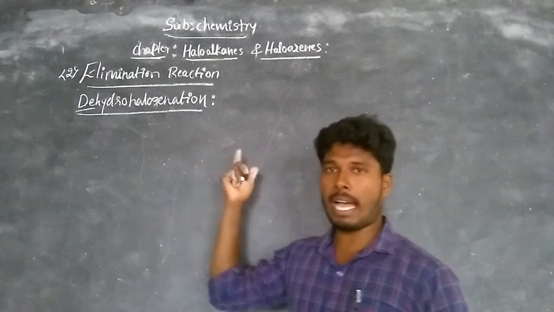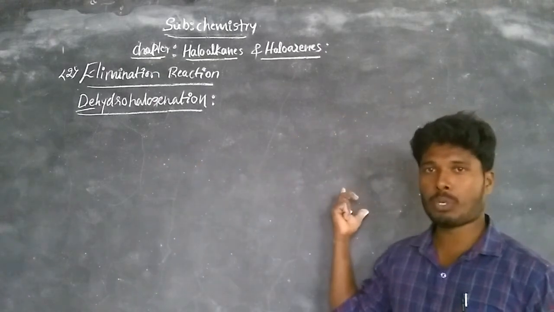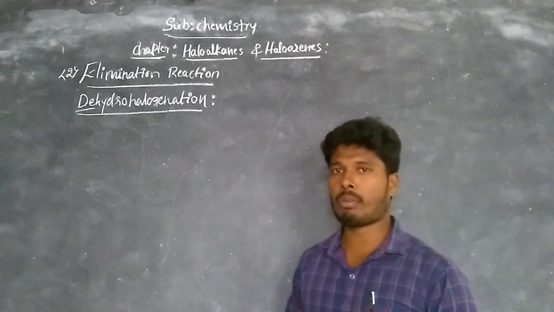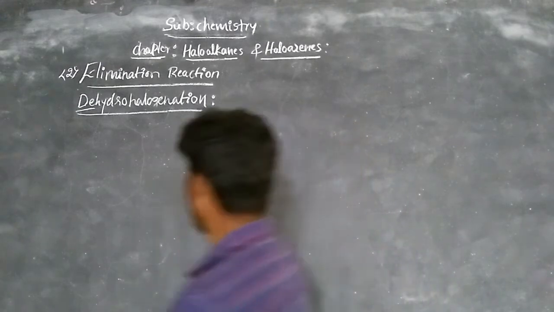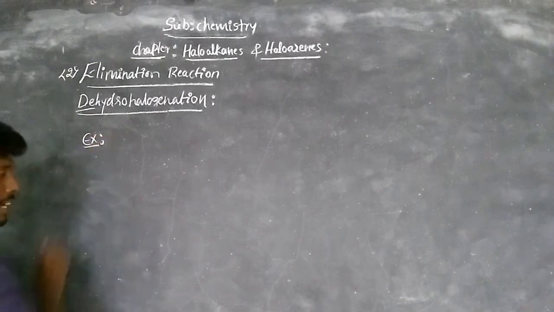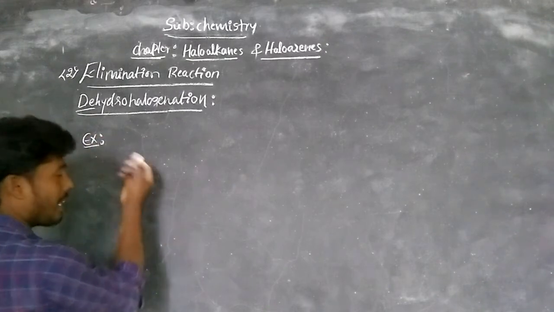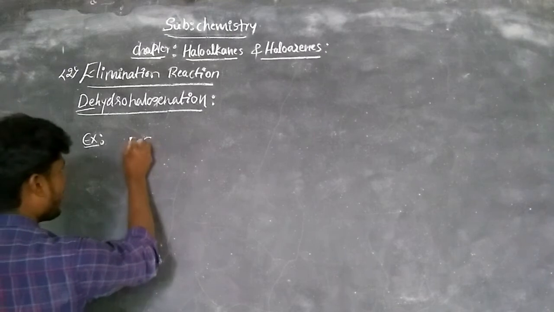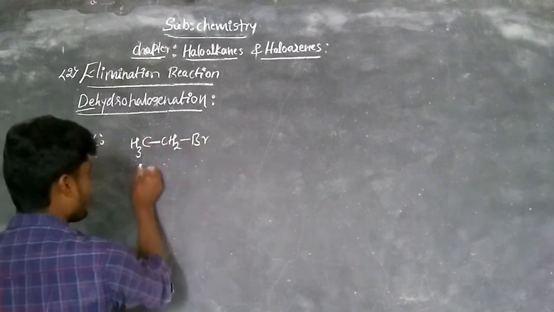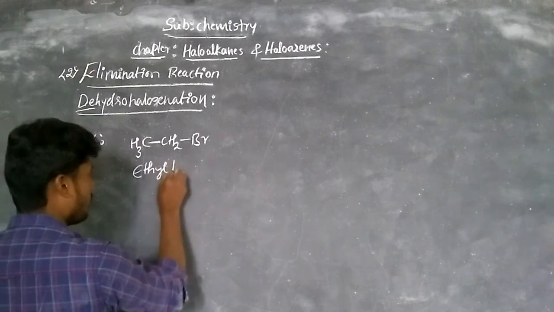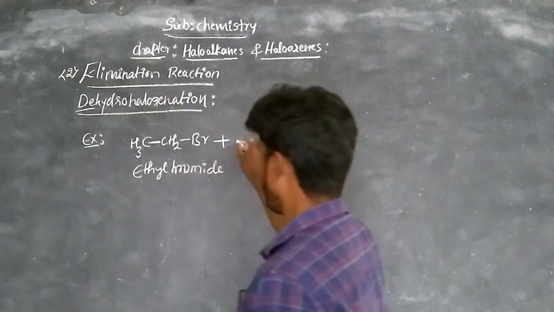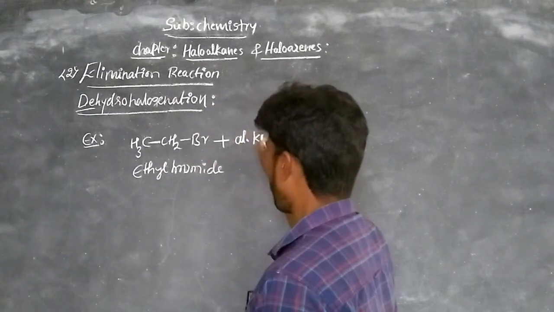Removal of hydrogen and halogen takes place with the formation of an alkene. This process we call dehydrohalogenation. For example, observe, we are taking ethyl bromide or ethyl chloride. Take ethyl bromide, CH3CH2Br. This is ethyl bromide. This ethyl bromide is treated with alcoholic potassium hydroxide.